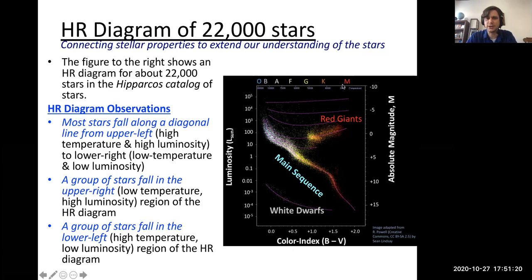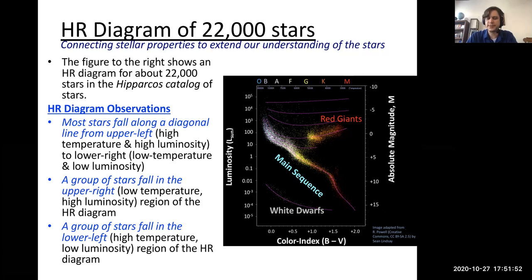Notice that it gets hotter to the left, but the color index increases to the right. That's what's the easiest to measure at a telescope. And over here we have our luminosity in terms of solar luminosities. And then over here we have it in terms of what we actually measure at the telescope, the absolute magnitude. Remember that smaller numbers, so negative numbers, mean brighter. So here's our brightest ones, our highest luminosity ones, and here's our faintest ones, our lowest luminosity ones.